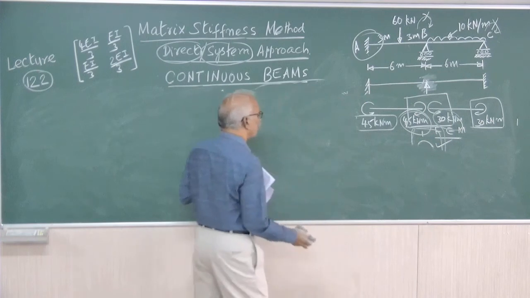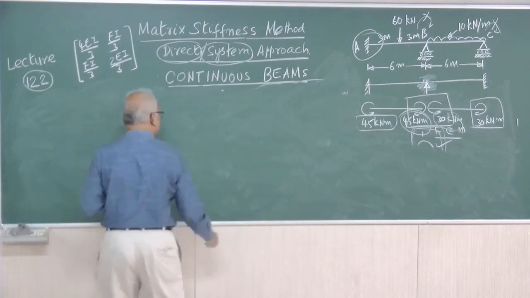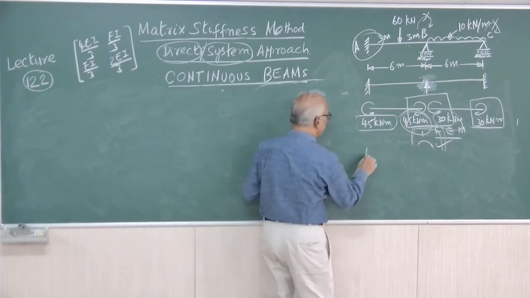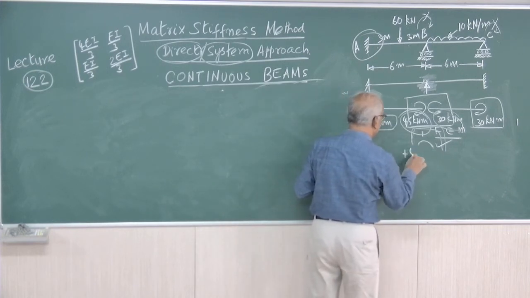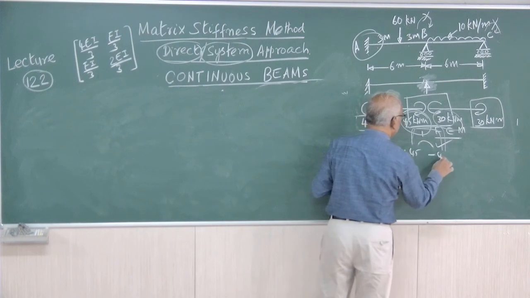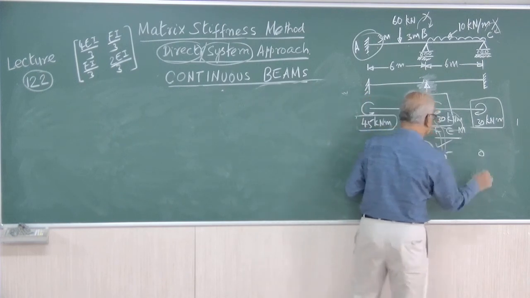Now, coming to this problem, we get the final moment as 45, minus 45, plus 45, and here minus 45, and here we will be getting 0.